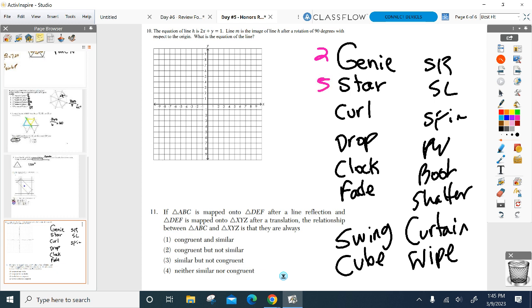Curl. Drop. Clock. Fade. Swing. Cube. To the right. Left. Spin. Pinwheel. Book. Shatter. Curtain. Swipe. Or white.